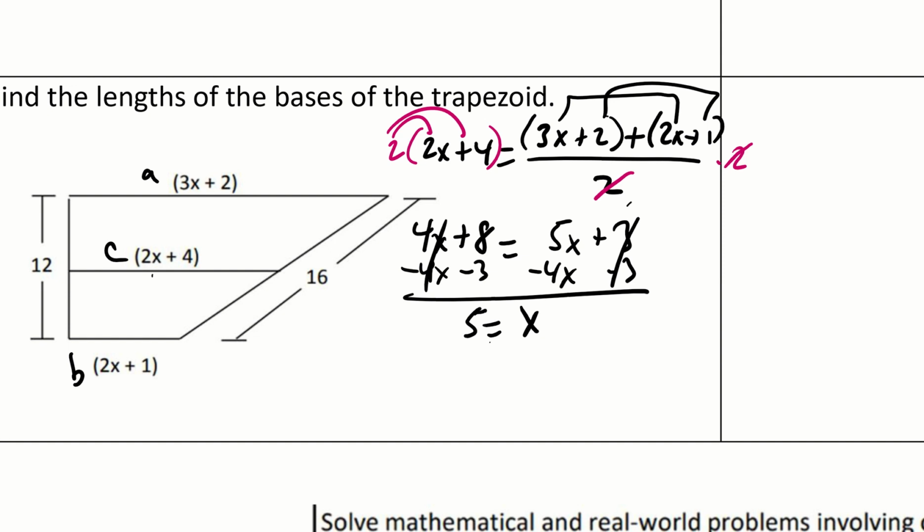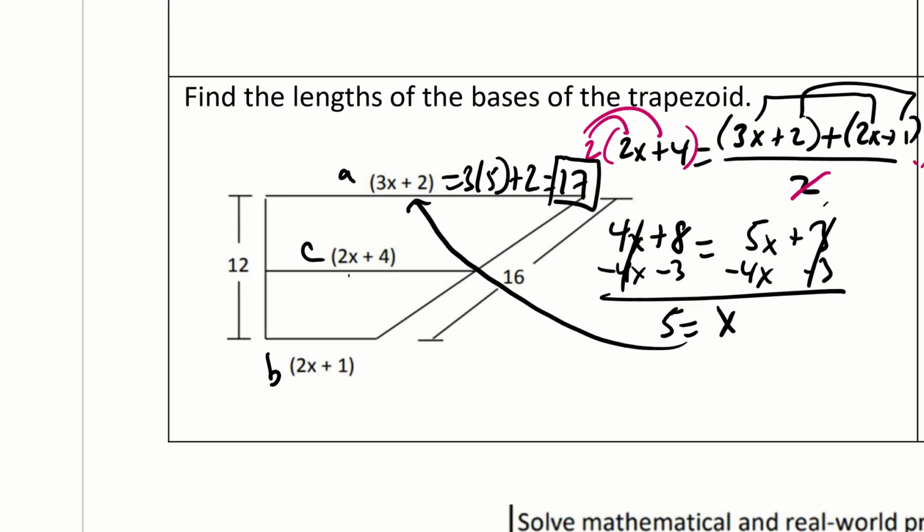And then I'm going to plug it in to get both bases. So we get 3 times 5 plus 2. 3 times 5 is 15, so this is 17. So there's my base for that one. And if I plug in this one, 2 times 5 plus 1 is 11. So those are my two bases, 11 and 17.